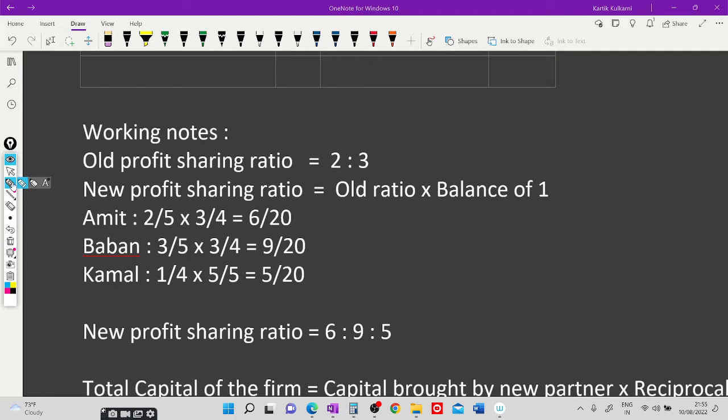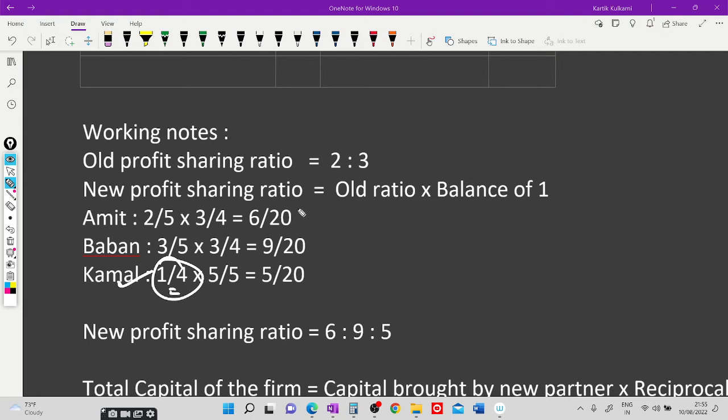Similarly, we will calculate the new ratio of Baban. So old ratio is 2:3, means 3 parts out of total 5. So 3/5 into balance of 1 will be the same. Hence 3 into 3 is equal to 9/20. And the problem itself has mentioned the ratio of Kamal. Since Kamal is the new partner, 1/4 will be the new ratio.